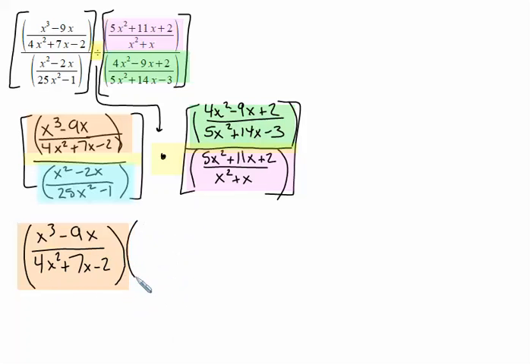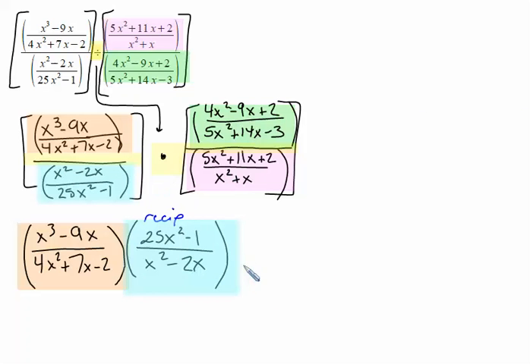Then we're going to multiply, but we're multiplying by the reciprocal of the stuff in blue. So that'll be 25x squared minus 1 all over x squared minus 2x. Now the reason we're doing that again, and listen carefully if you're a little bit unsure on this, in order to get rid of dividing by the blue fraction, we multiply by its reciprocal.